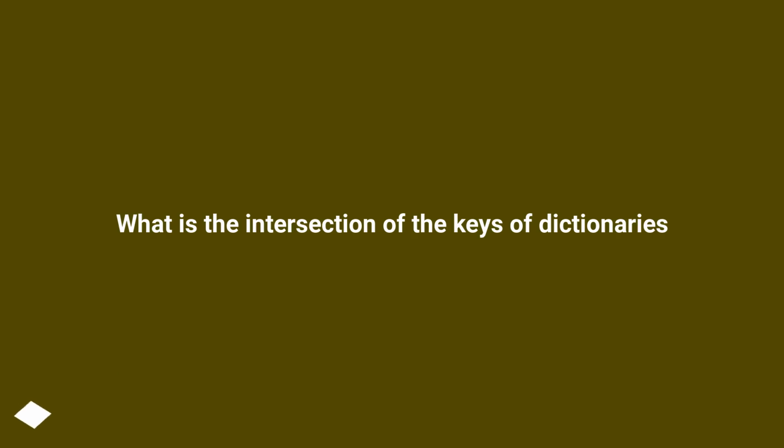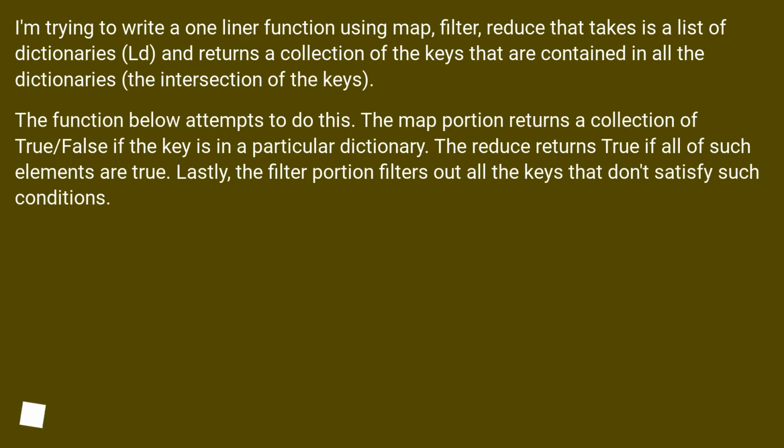What is the intersection of the keys of dictionaries? I'm trying to write a one-liner function using map, filter, reduce that takes a list of dictionaries, LD, and returns a collection of the keys that are contained in all the dictionaries, the intersection of the keys. The function below attempts to do this.